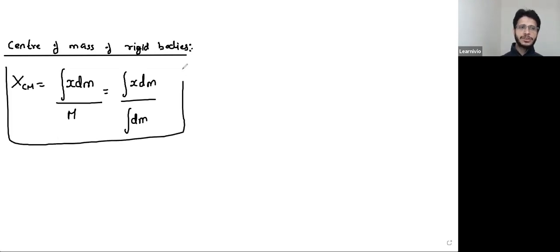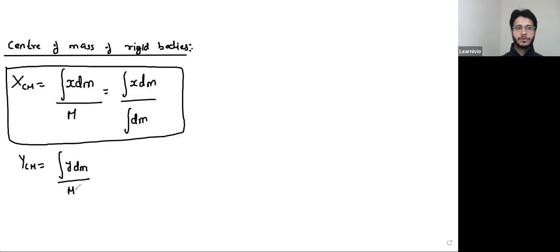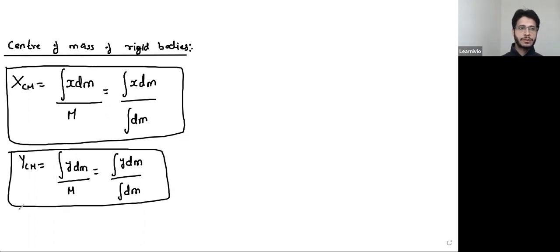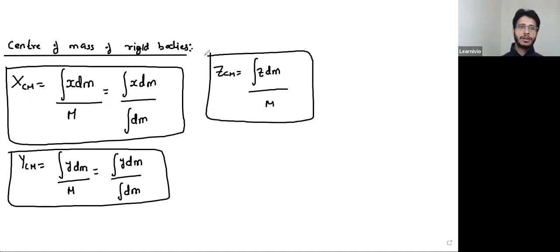Similarly, you can write expressions for the y coordinate and z coordinate of center of mass. The y coordinate of center of mass is the integral of y dm by the total mass of the body, that is, the integral of y dm by the integral of dm. The z coordinate of center of mass is the integral of z dm over the total mass of the system. So this is how we calculate the x, y, and z coordinates of the center of mass.